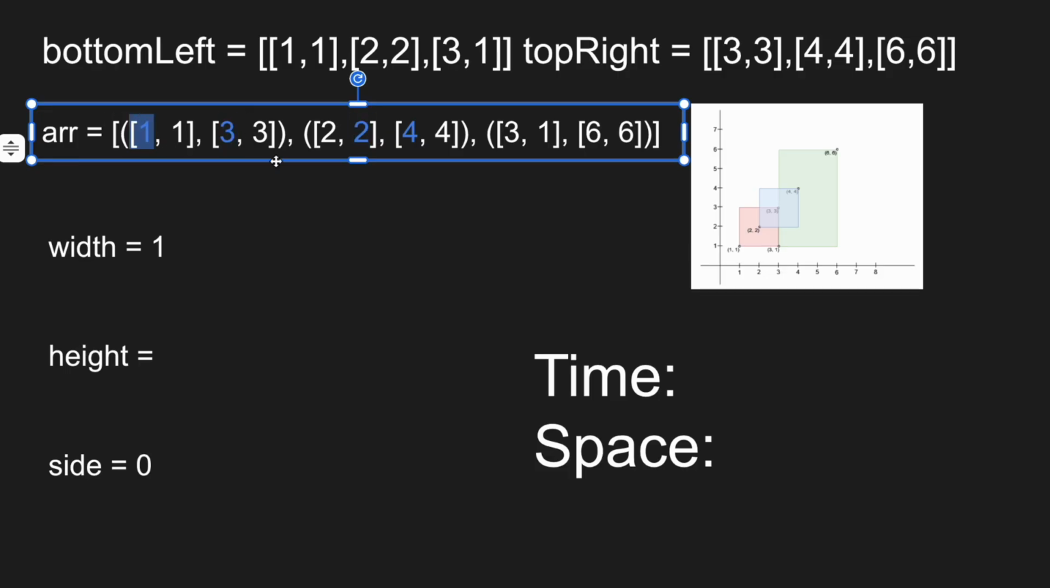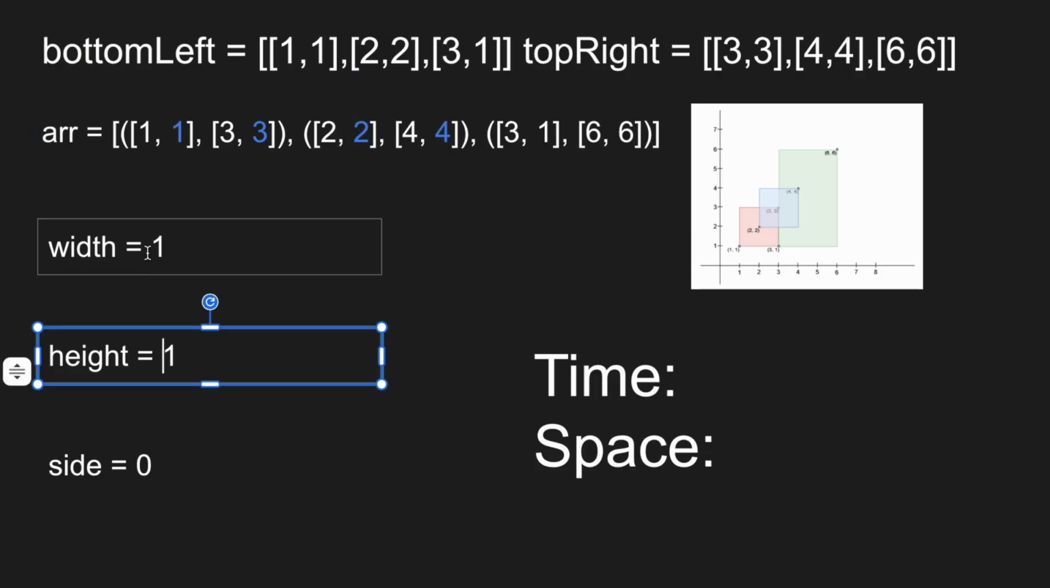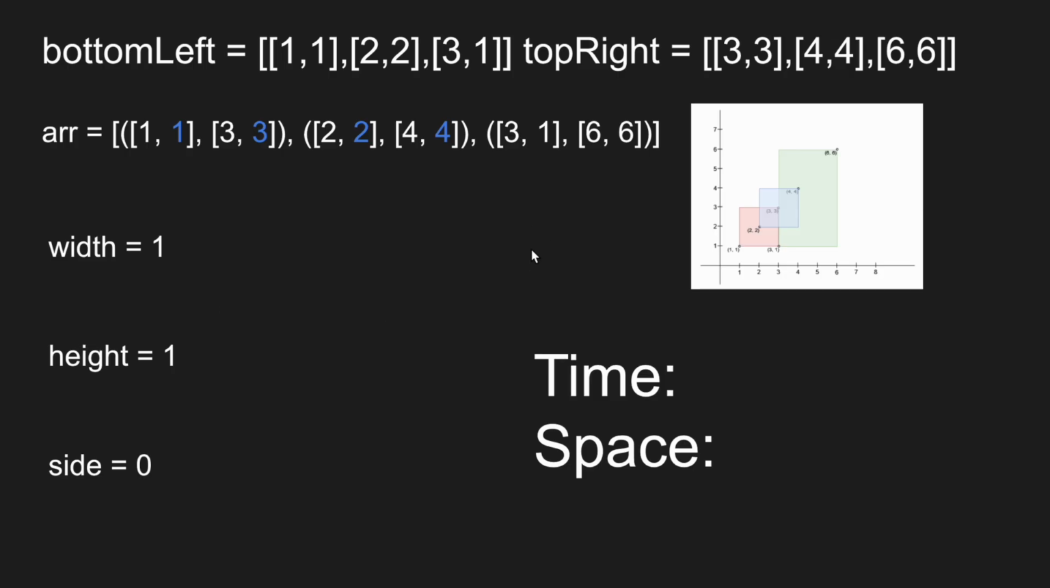The larger of the bottom left x coordinate is 2. So 3 minus 2 is 1. So that will be our width. And the same for height. The smaller for the top right is 3, and the larger for the bottom left is 2. So 3 minus 2 is 1. And now between width and height is the same, so the minimum of the two would be 1. So now we can update our largest side to 1.